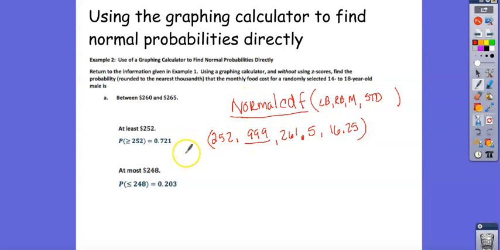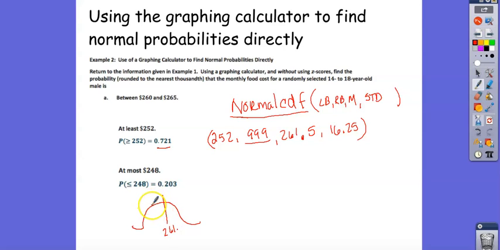I don't know if you have your calculator or not. If not, you can go use the online function, and that is exactly what you would get.